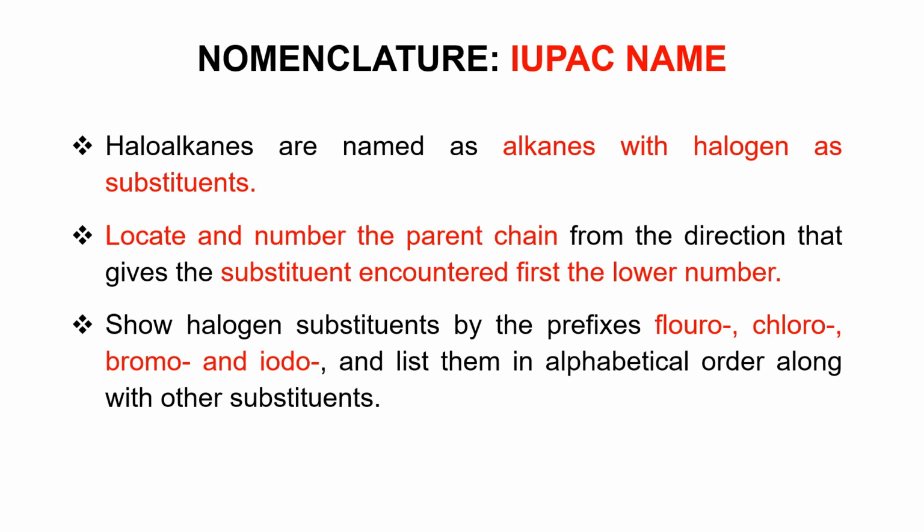So they are listed in alphabetical order along with other substituents. In naming the compound, prefix, parent, and suffix are used. So for IUPAC nomenclature, first we have to find out the longest continuous carbon chain where X is bonded to it. So in this case, carbon 1 is given from the left side of the chain to give the X or substituent the lowest number possible. So this is carbon 1, carbon 2, carbon 3, and carbon 4.